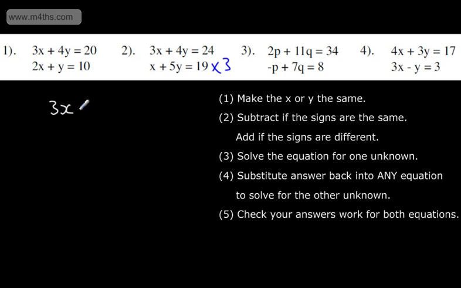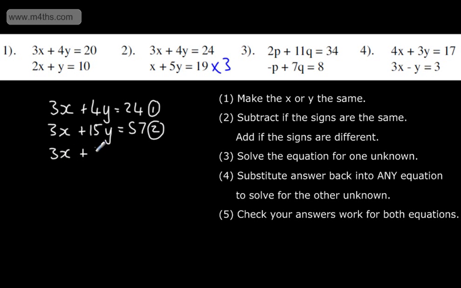So we have 3x plus 4y is equal to 24. And now we have 3x plus 15y is equal to 3 times 19, which is 57. So this is equation 1, this is equation 2. If you like, you can rewrite equation number 1 underneath. If you think it looks nicer and makes things easier, you can go ahead and do this. So what we have now is equation 2 and equation 1.